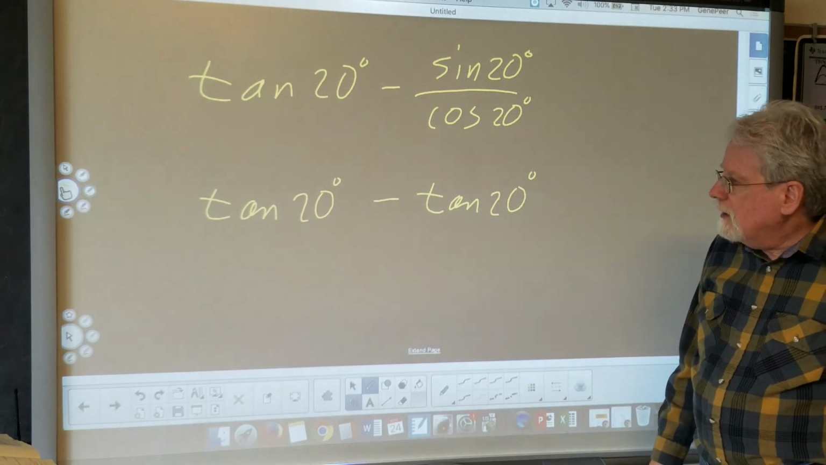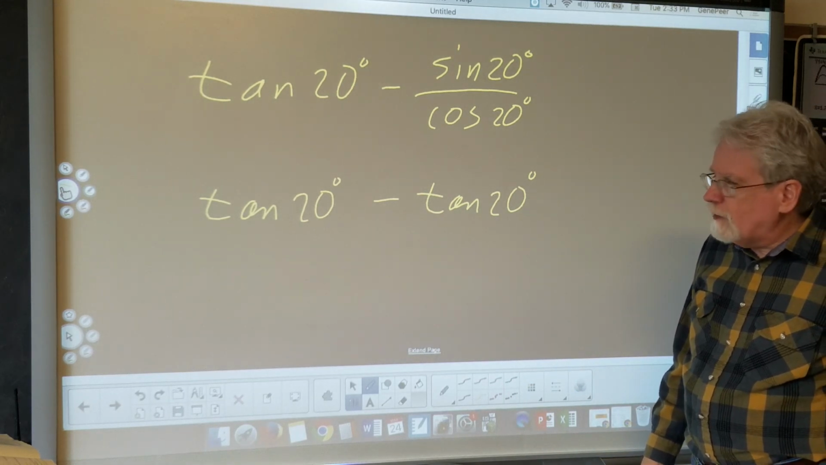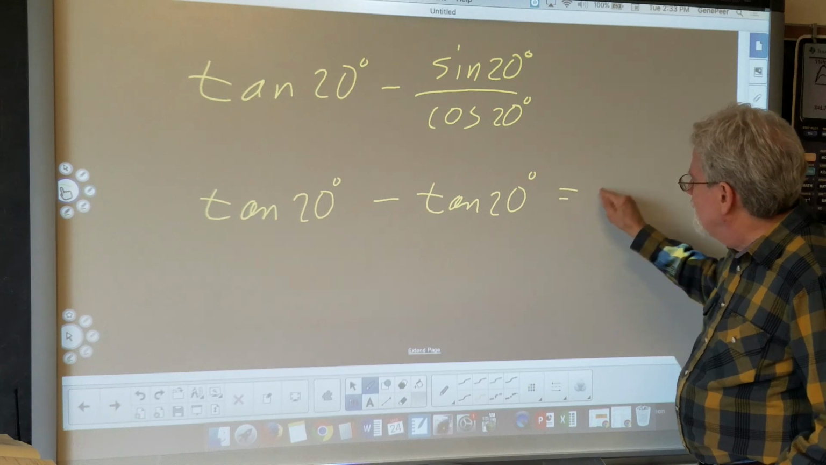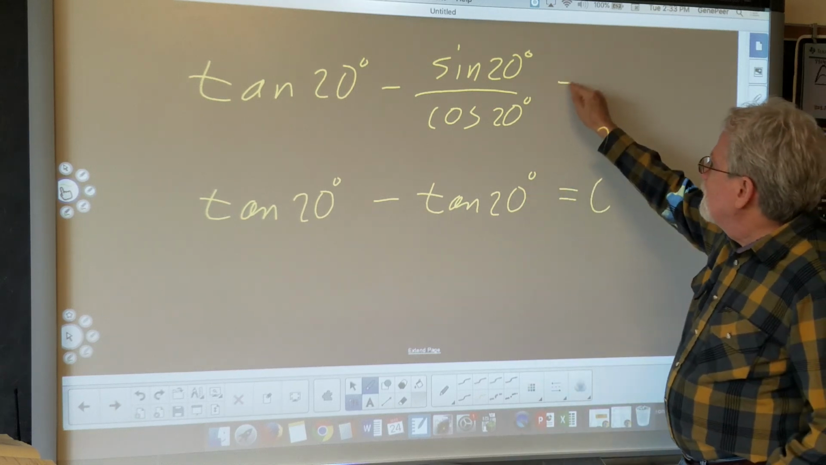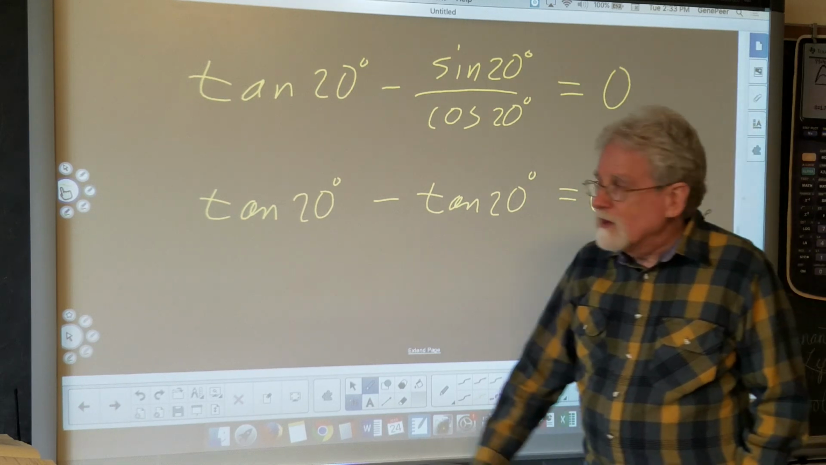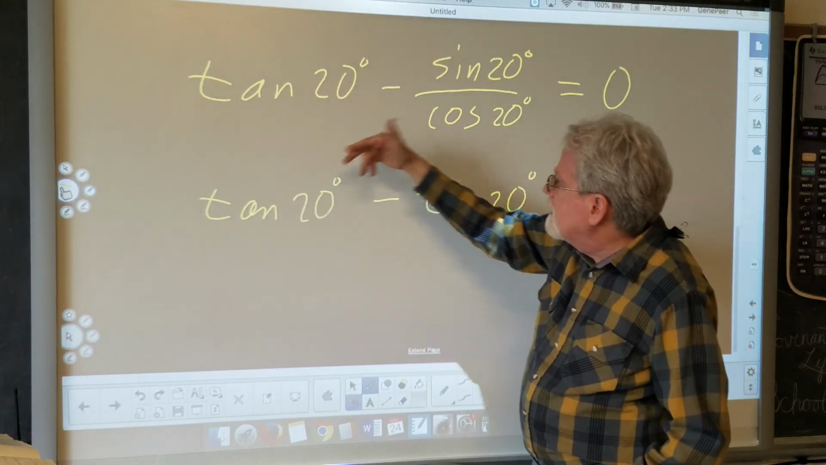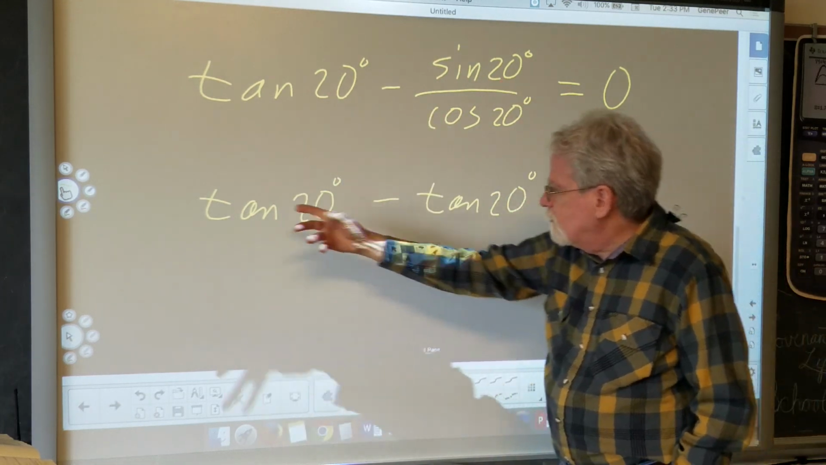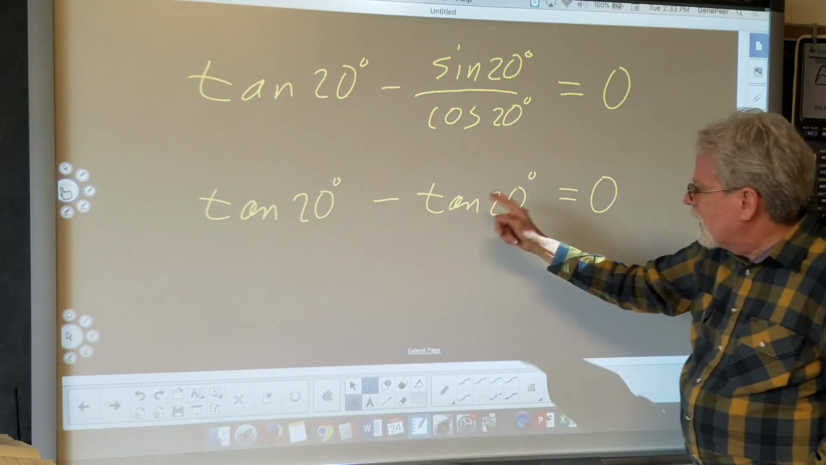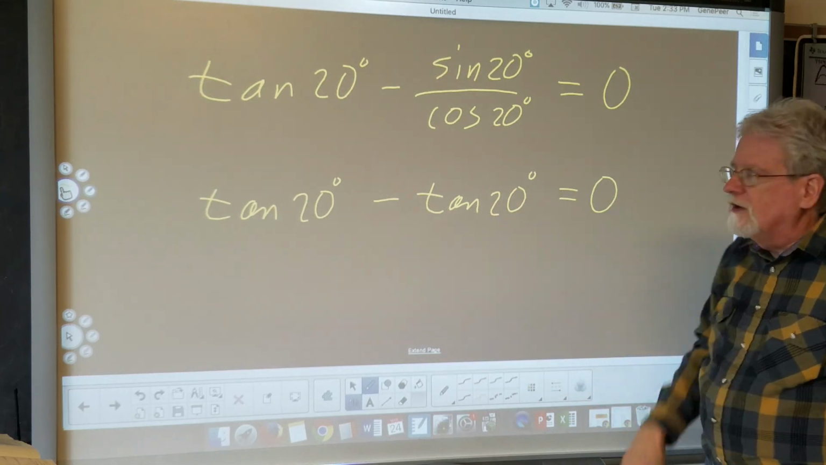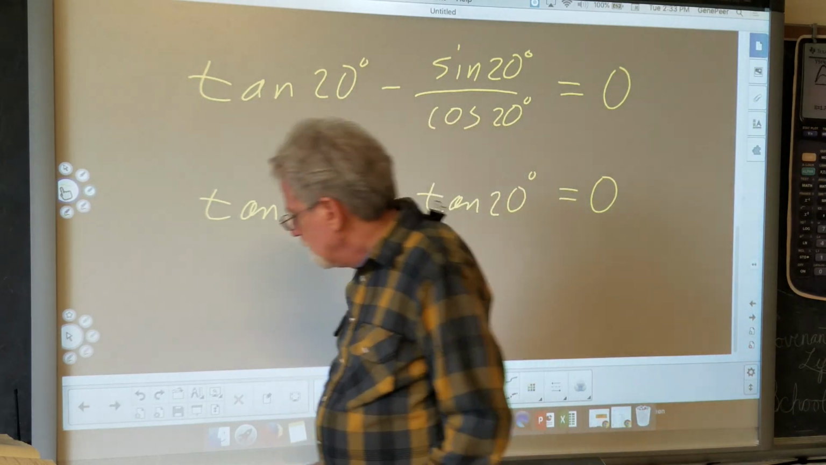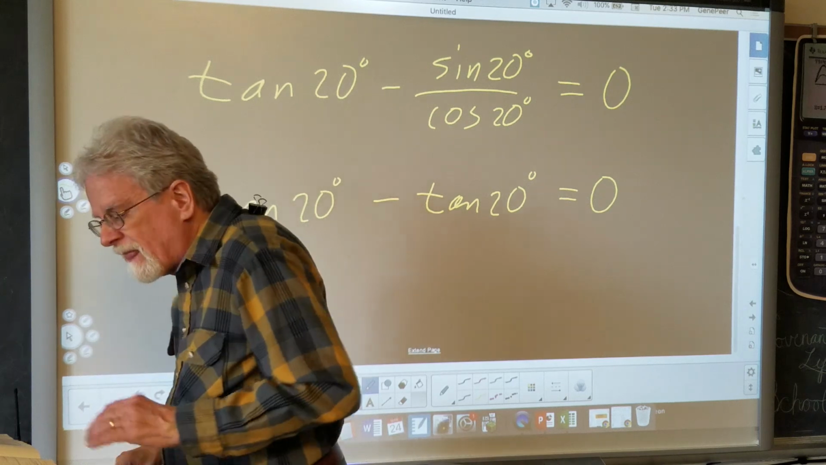Isn't that just 0? Yes, it is equal to 0, because you've just got tangent of 20 minus tangent of 20. And tangent of an angle minus tangent of the same angle is, of course, 0. Nothing to it. Let's look at the next example here.